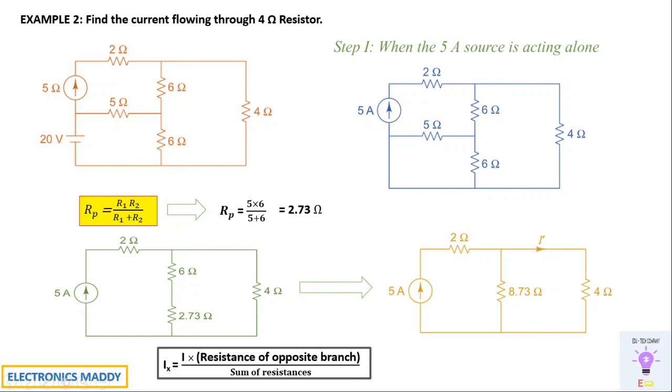So how do we find that? We can simply find it by applying the current division rule, because 5 amps is already flowing in this circuit, so we know the main current flowing through this branch. So that means we can find the value of I dash directly. So I dash is equal to 5, that is the actual value of current, into the resistance of the opposite branch. Since we are finding it for the 4 ohm, the resistance opposite to the 4 ohm resistor is 8.73 ohms. So 8.73 divided by 8.73 plus 4 ohms, this is the sum of resistances that we are considering. So 3.43 amps is the current that we are getting. So this is our first step, and this is our first result.